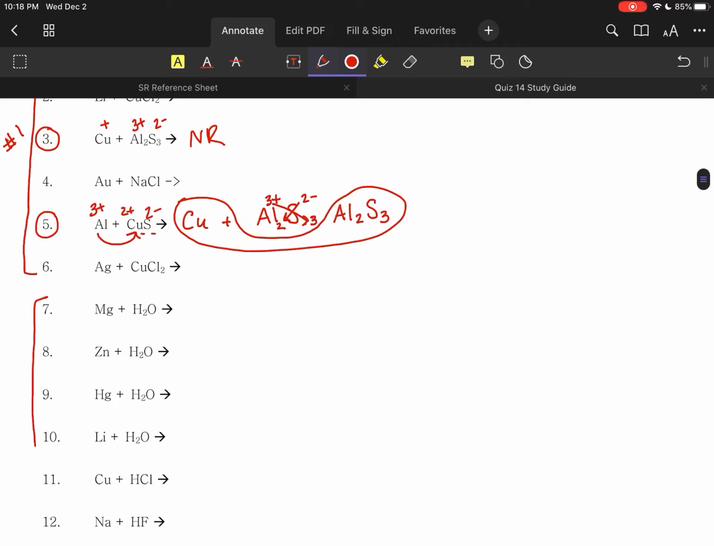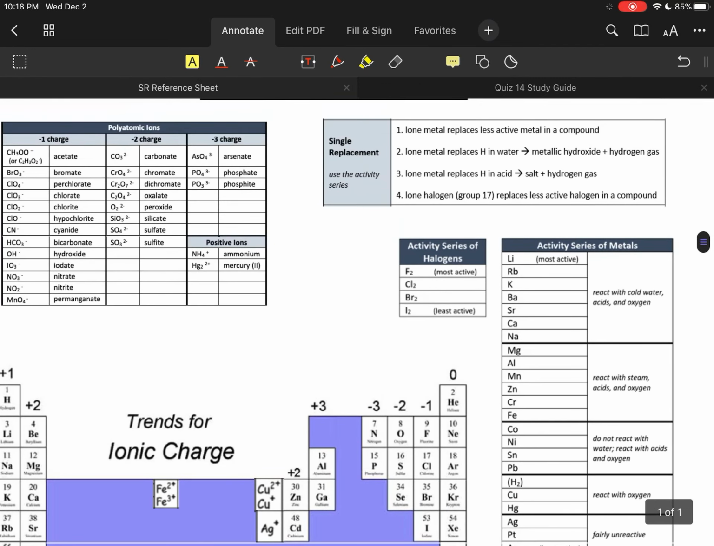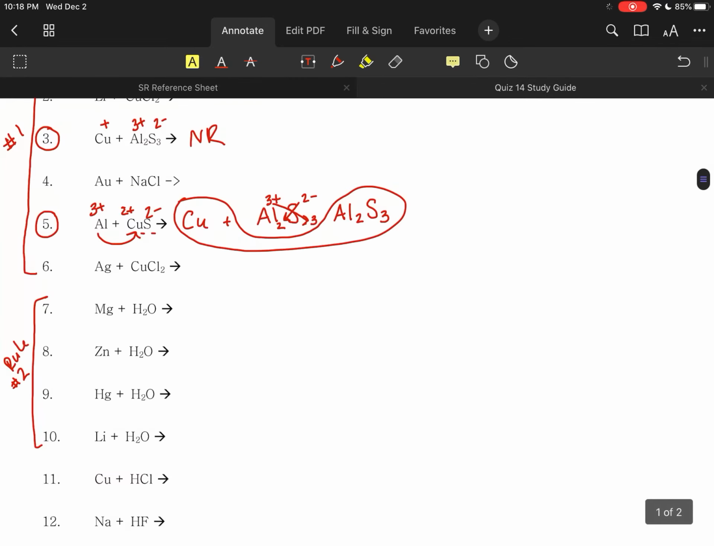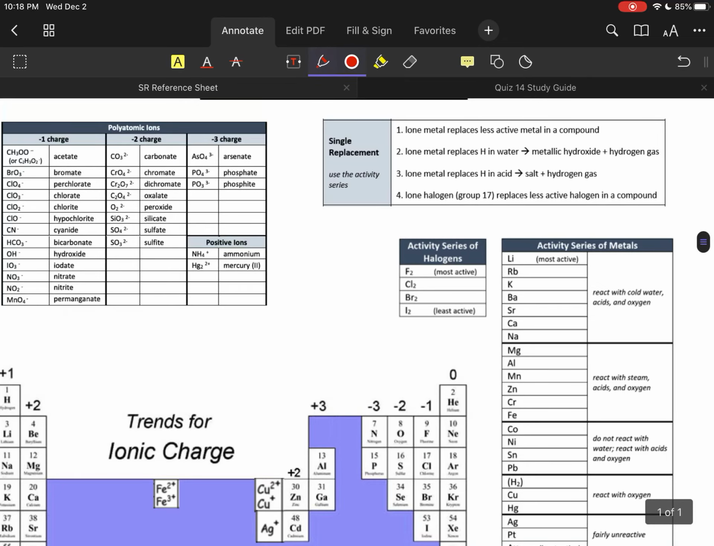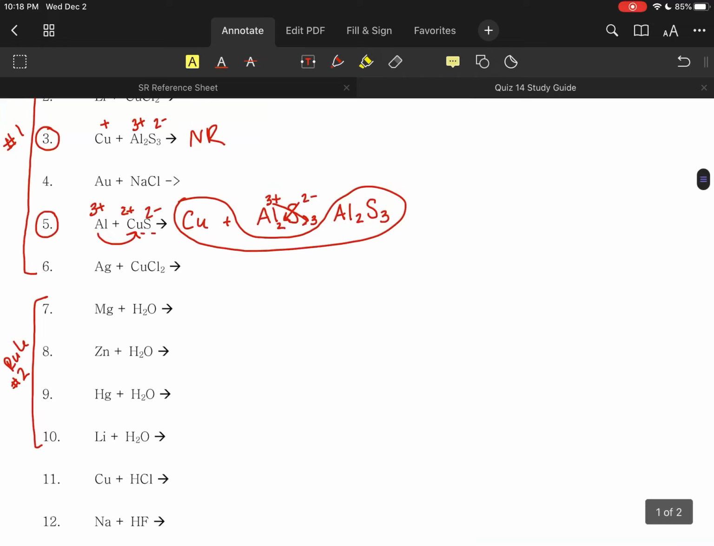The next set here, these are rule number 2, I believe. Replacing with water. Yep, lone metal replaces with water. Notice my products are going to be a hydroxide and a hydrogen gas. So remember, that is because, let's do number 7, water is going to separate into hydrogen ions and hydroxide ions.